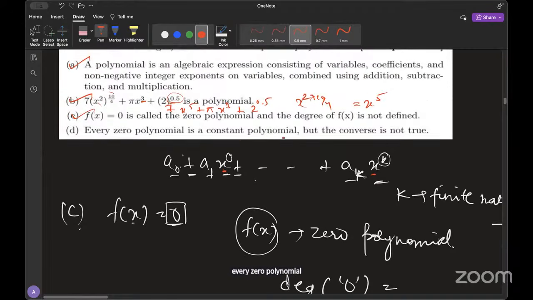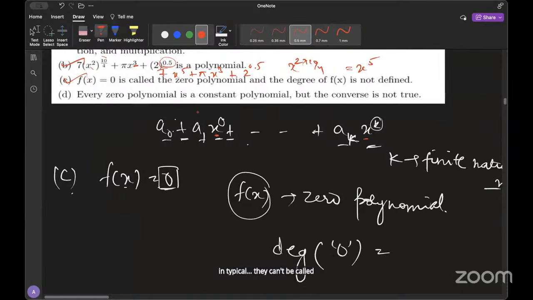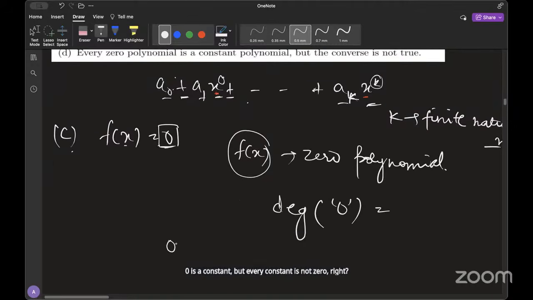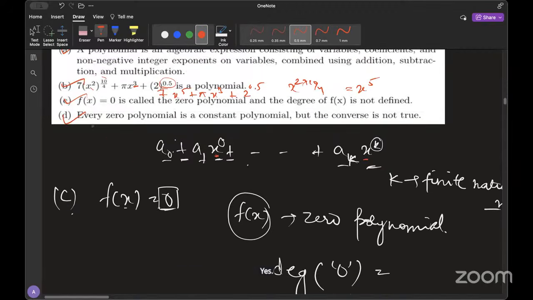Every 0 polynomial is a constant polynomial, but the converse is not true. So 0 polynomials, I was just confused about the terminology, they can actually be called constant polynomials. So if you have a 0 polynomial, that's 0, a constant, right? 0 is a constant, but every constant is not 0, right? If you have 0, that's a constant, but if I say that a is a constant, then a need not be 0, right? There could be a non-zero constant. That's why this is correct.